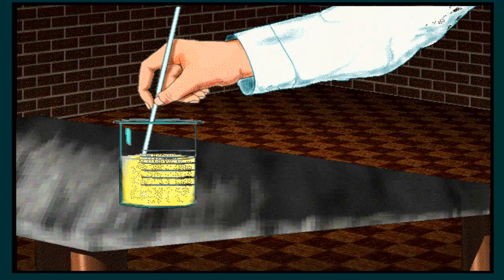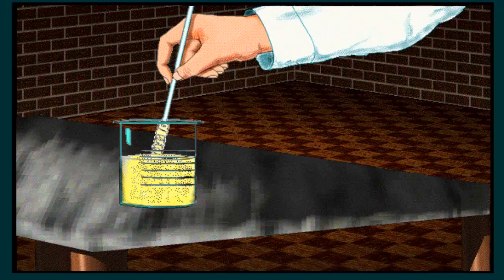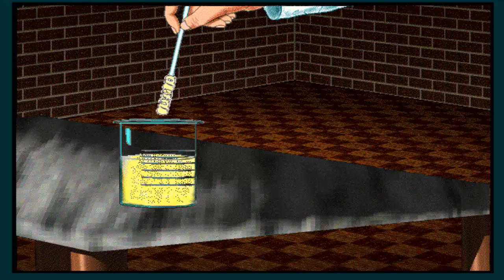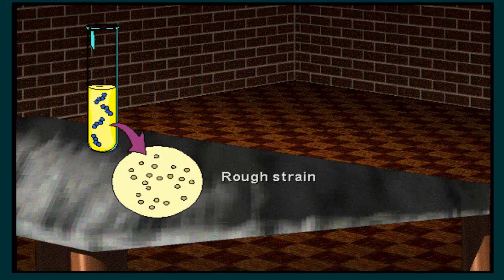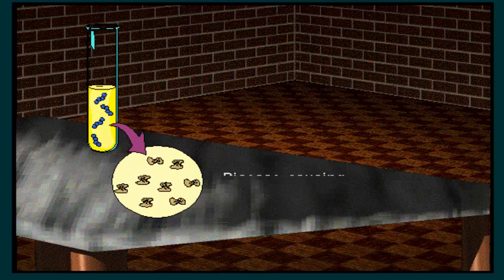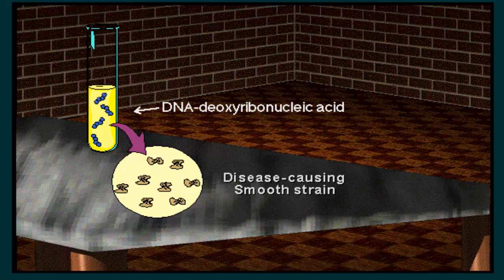The last substance the researchers tested was a clear, stringy substance that could be wound around a glass stirring rod. When dissolved, this material was capable of transforming the rough strain into the disease-causing smooth strain. The team had discovered the hereditary material that caused the rough strain to take on smooth strain characteristics. Chemical analysis showed this chemical compound to be deoxyribonucleic acid, or DNA.